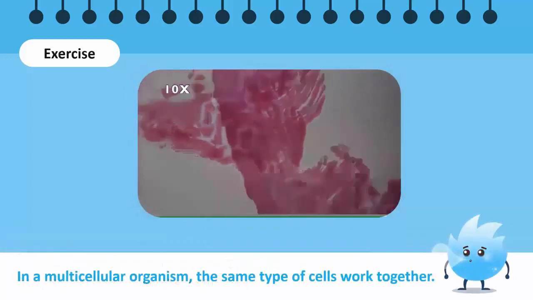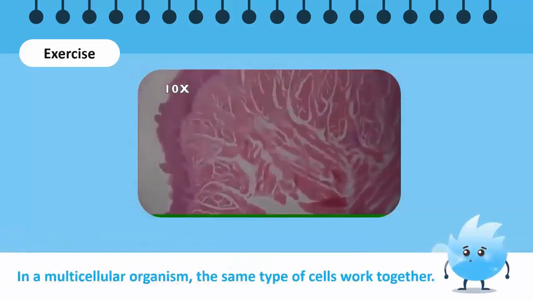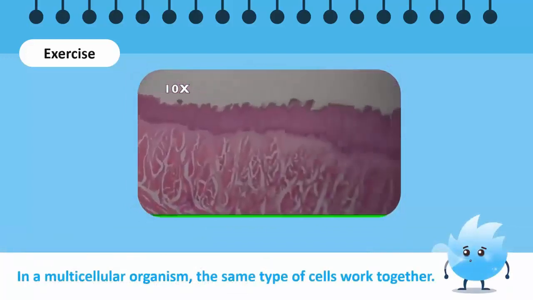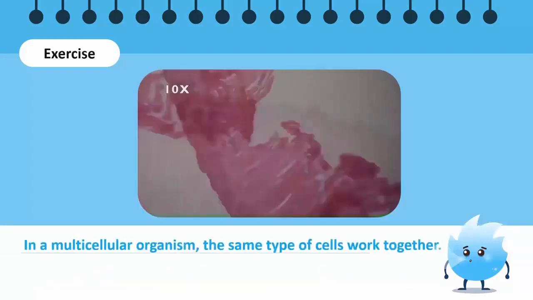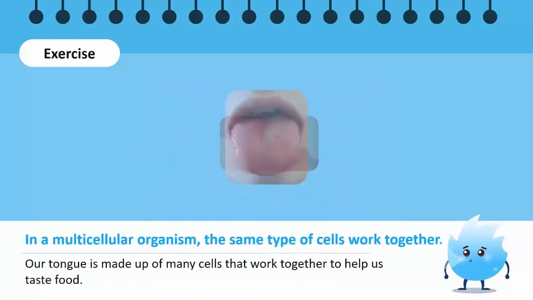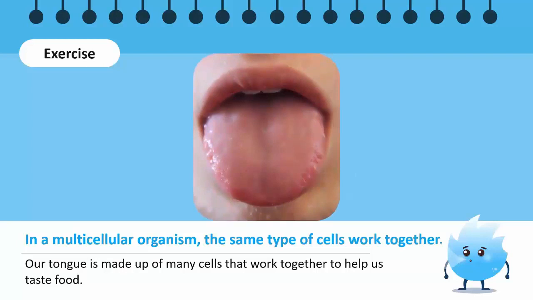In a multicellular organism, the same type of cells work together to perform a single function. For example, our tongue is made up of many cells that all work together to help us taste food.